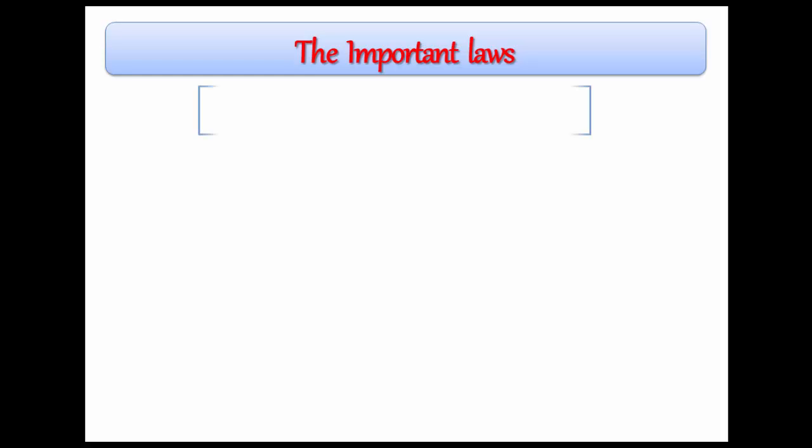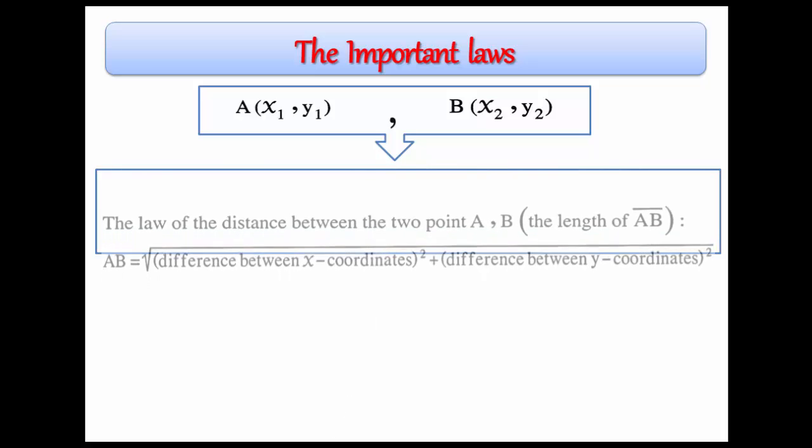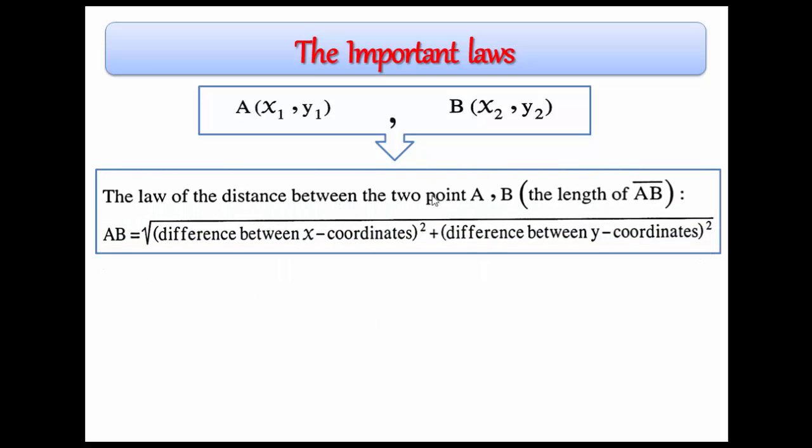The important laws. We have A here, which has ordered pair x1, y1, and B x2, y2. The law of the distance between the two points A and B, the length of AB. To find the distance between two points, we should use this law: AB equals root, open bracket, difference of x coordinates all power 2 plus difference of y coordinates all power 2.